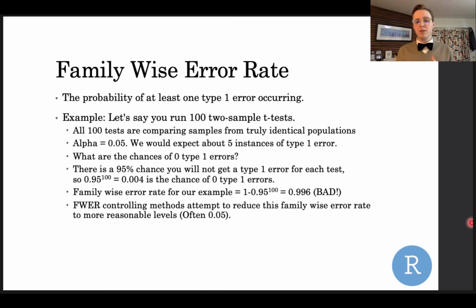Now our FWER controlling methods attempt to reduce this value, this near 100% certainty, all the way down to a more reasonable level, such as 0.05. Now we're going to look at an example of one of these FWER controlling methods in R.